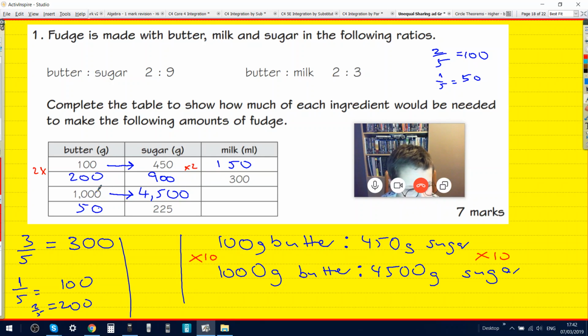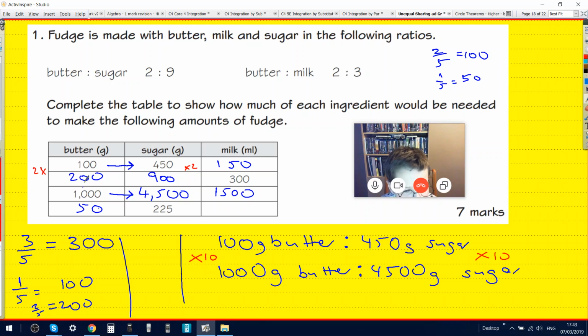So let's say this one down here. Okay. So that's butter went from 100 to 1,000. Any idea how to get milk? You times 150 by 10. Yeah. And that gives you an answer of 1,500.